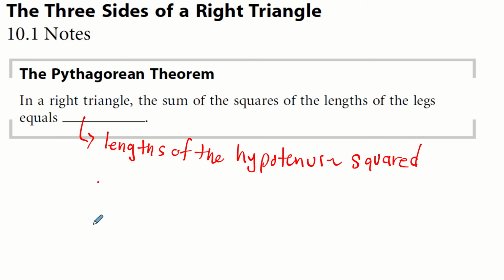In other words, the hypotenuse is always opposite of that right angle. And that never changes. So if you can identify the right angle, you can go opposite of that, and there is your hypotenuse. Let's take a look at this a different way. Let's do a little bit of math.